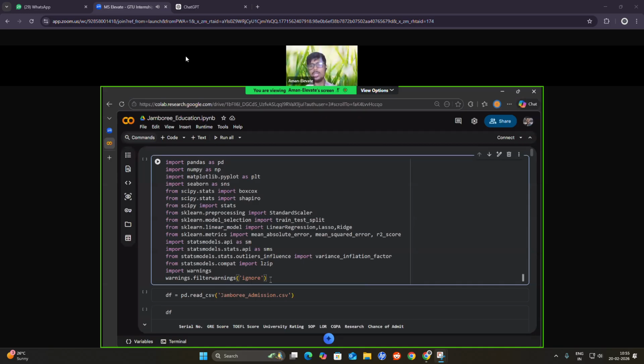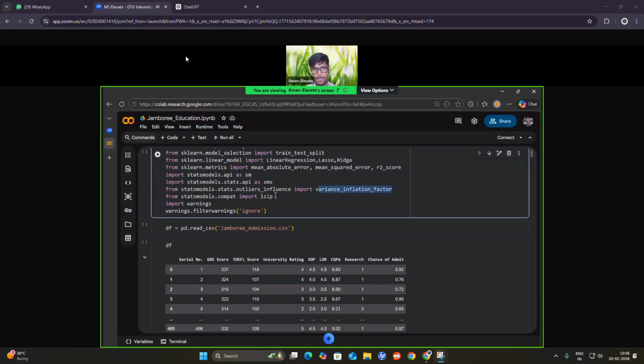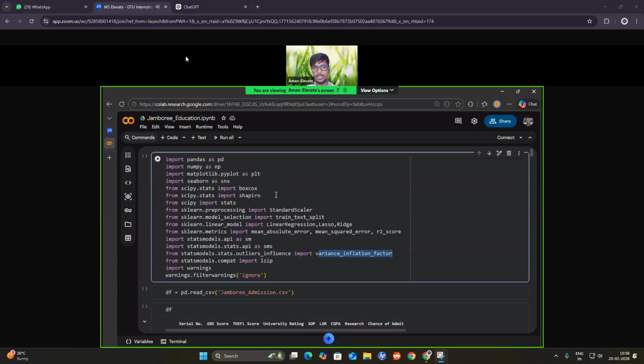because I will not actually explain to you the code alone, I want you to explain the concepts as well. How standardization looks like, how Lasso and Ridge are different from linear regression, how mean absolute error, mean squared error and R2 score work, and what is variance inflation factor. I want you to learn all these things.